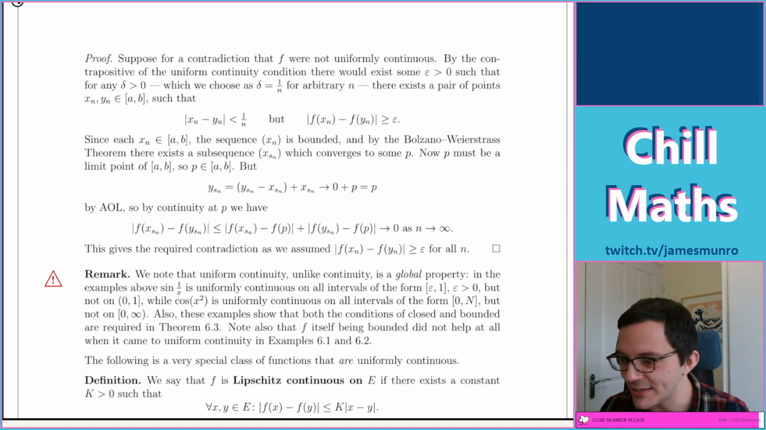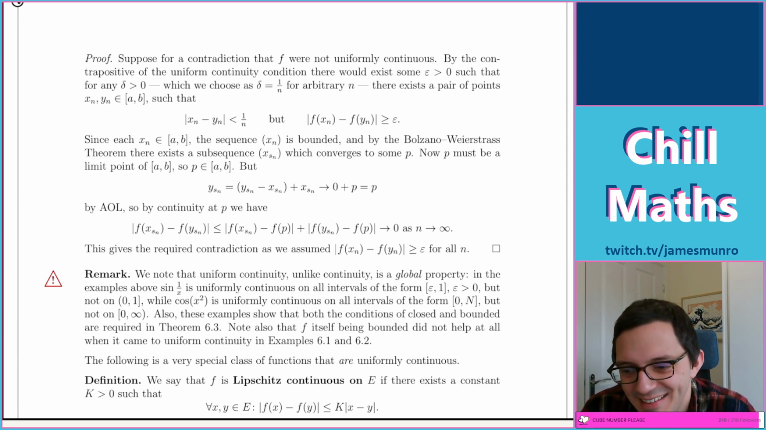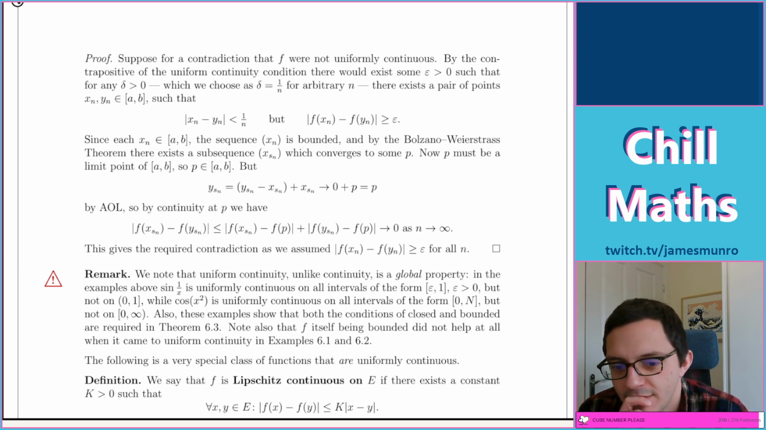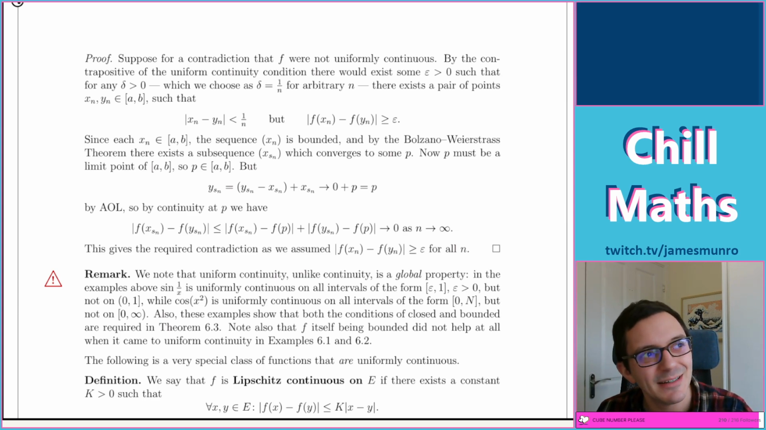Yeah, if you're playing along in R to the n, then you've used some sort of Heine-Borel fact. Good. Okay. Global property. Okay. These are the ones where both closed and bounded are required. Show that closed and bounded. The first one wasn't closed, the second one wasn't bounded. F itself being bounded did not help at all when it came to uniform continuity. Yeah, fine, okay. Both functions were bounded between -1 and 1, mod f less than 2. Okay. Good stuff. I like it.